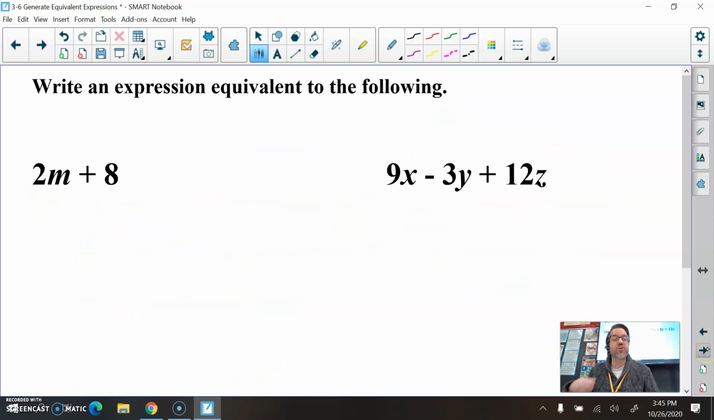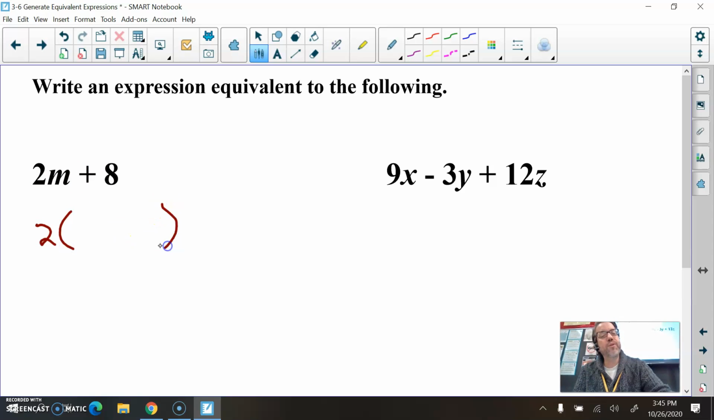Now I'm actually going to go in reverse. And I have 2m plus 8. And now I want to rewrite it as some number times some quantity. So I'm looking at these two terms here. These are called terms. And I'm looking to see, do they have a common factor? Is there something I can divide into both of them? And both of them have an even number. I can divide them both by 2.